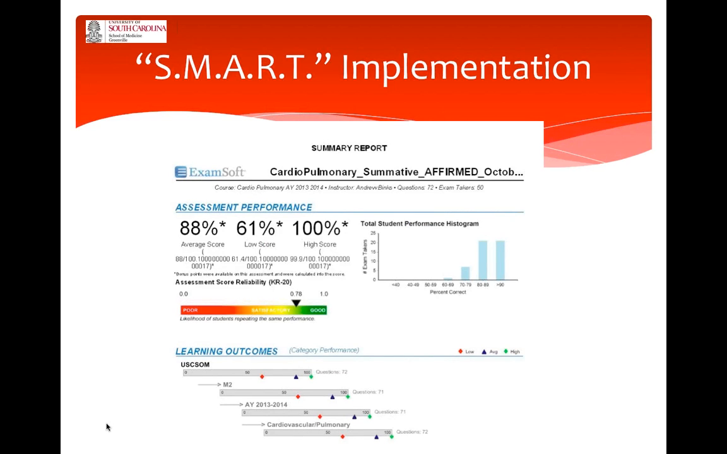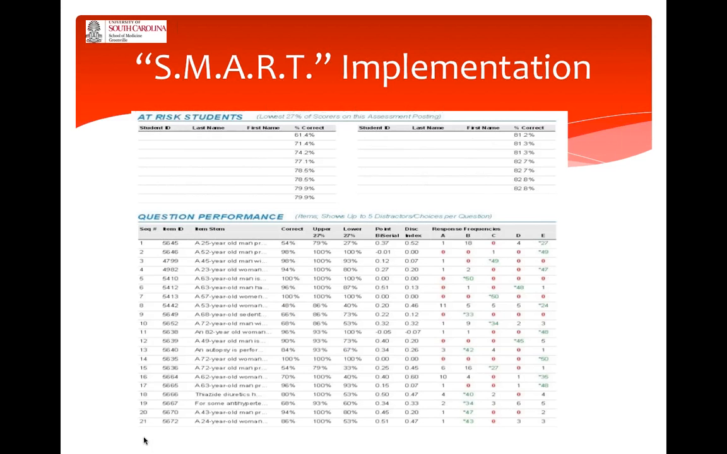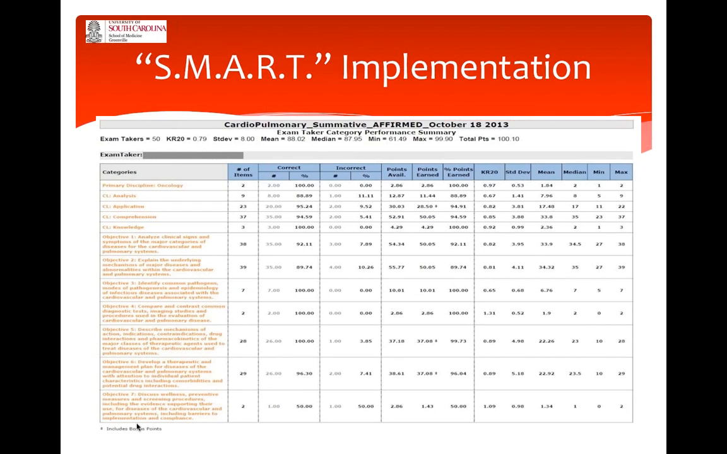And this is one good piece that we use as well: we can generate this report through ExamSoft, and we use this not only for our summative exams but also for the formative exams, and it'll generate your low scores, your high scores, your KR20, which will help as far as reliability, and the histogram as well, so you can see what kind of curve you have and how things are playing out in that particular exam. And this is also a part of the same report.